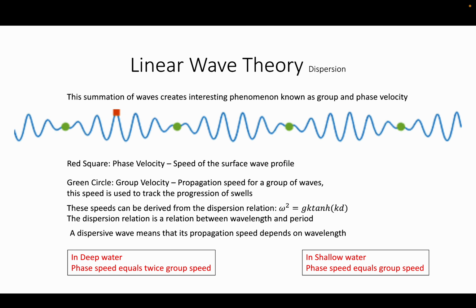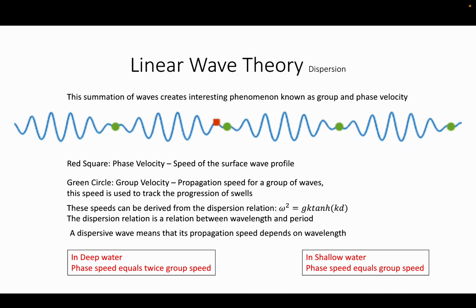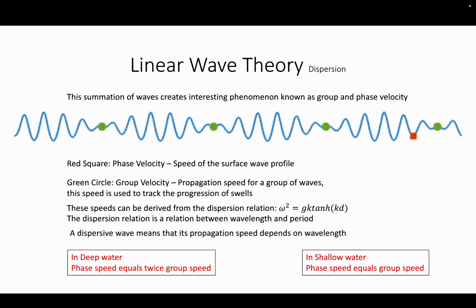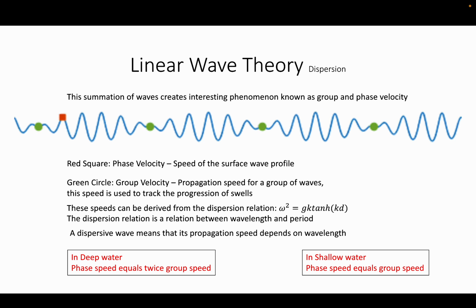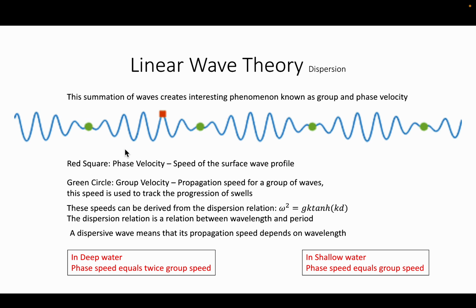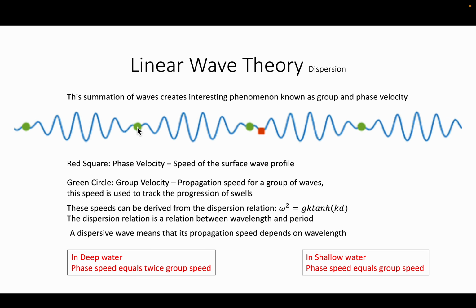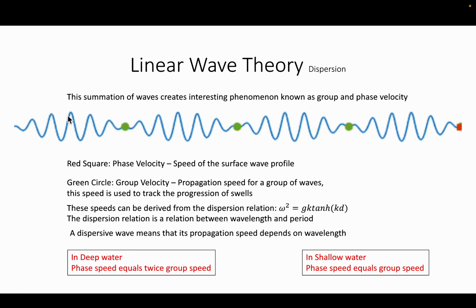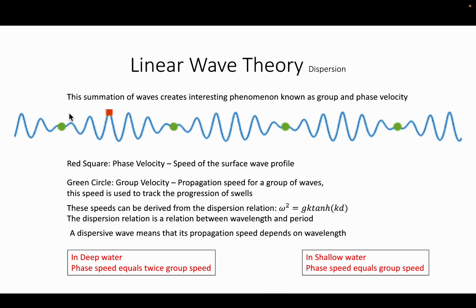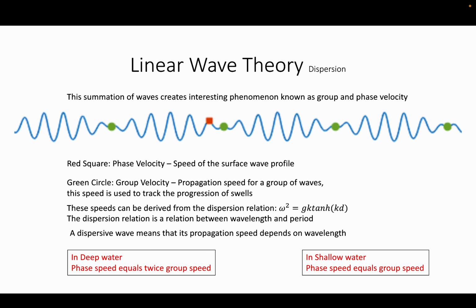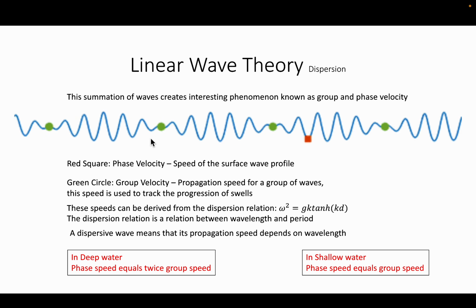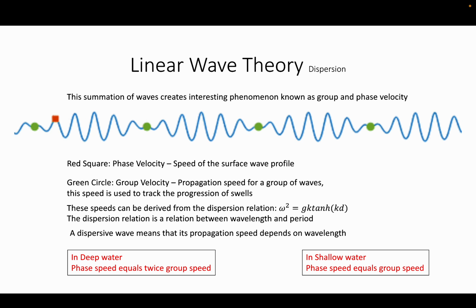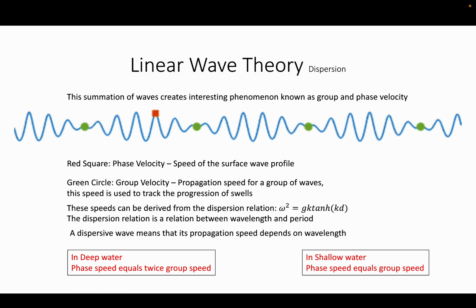Okay, next page, linear wave theory, dispersion. So basically what we learned in the last slide creates group velocity and phase velocity. If you're looking at this animation here, these green circles represent the group velocity, and this red square represents the phase velocity. And in common terms, as downwinders, the green circle is kind of the pack of waves you're traveling with. You're going to be turning off generally and catching the one behind it, riding the pack of waves.